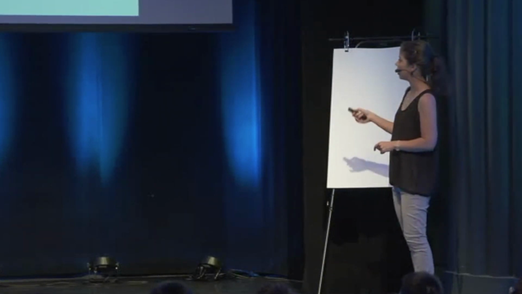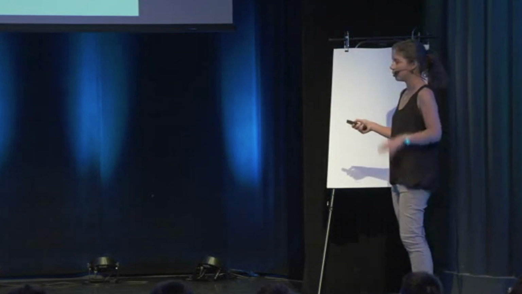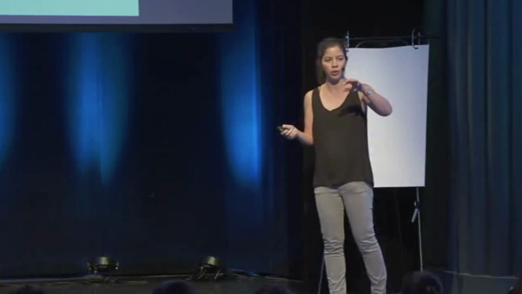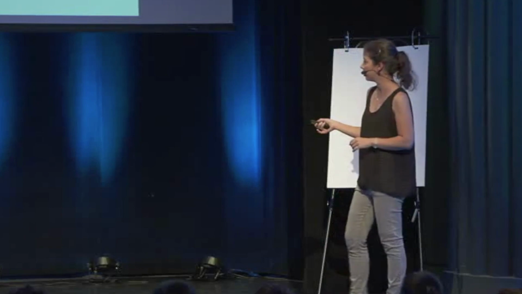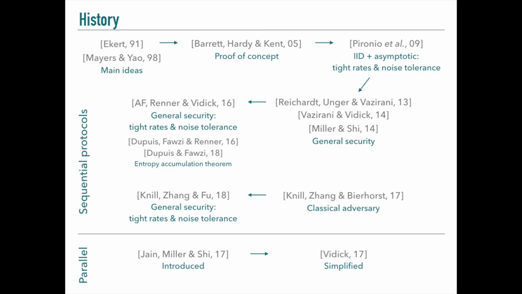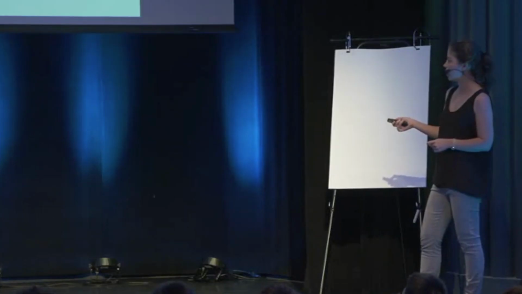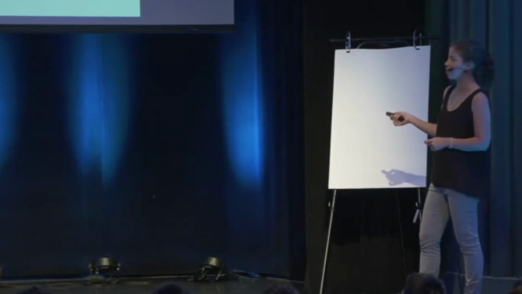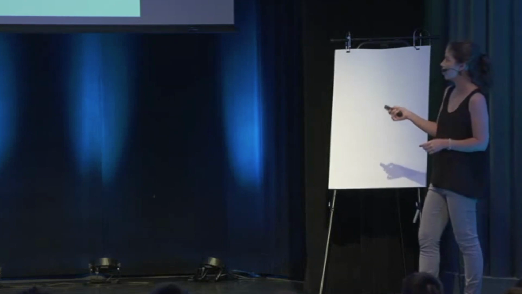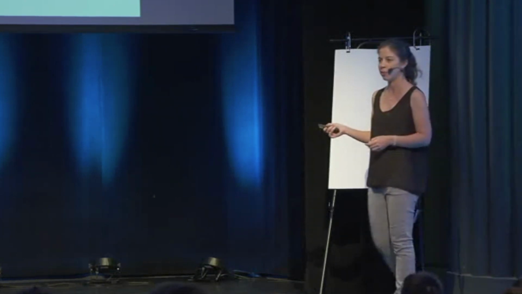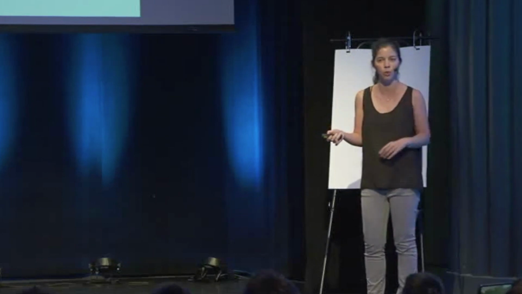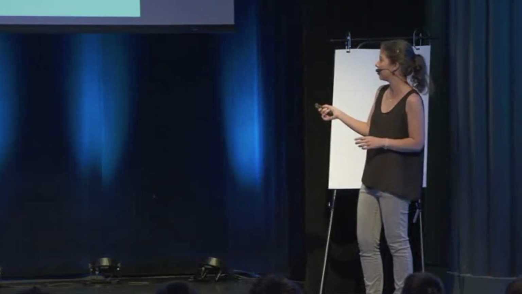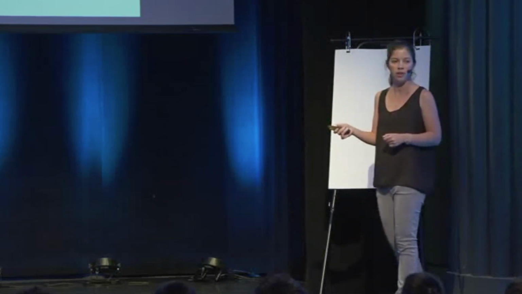Okay, so this is the sequential case. In the parallel case, this is the case where I just give the device all of the inputs at once and I get all of the outputs. This model was introduced by Jain, Miller, and Shi a couple of years ago, and the first security proof was given, and then later Vidick simplified this proof. In both of these cases, the parameters that we are getting are, I will say, just kind of a proof of concept. It's far, far from what we have in the sequential protocol, so I think it's more of a theoretical thing at this stage, but it's interesting to consider it, and see whether it's possible to get something which is similar to the sequential case.